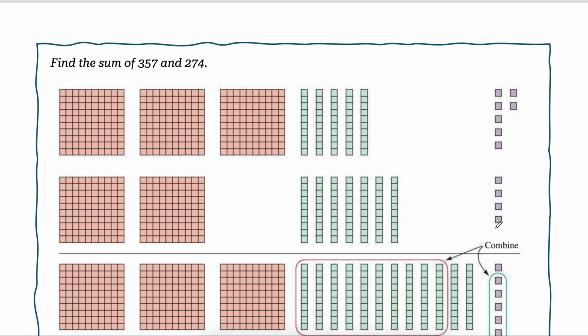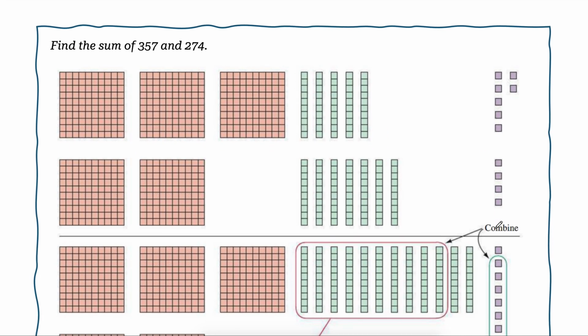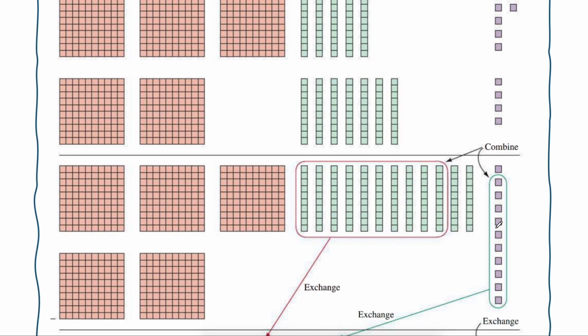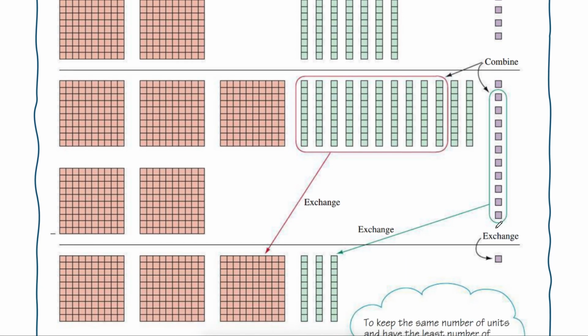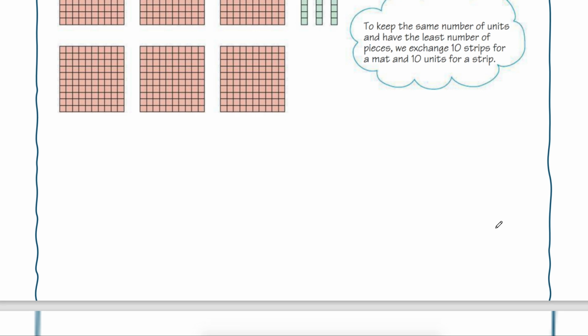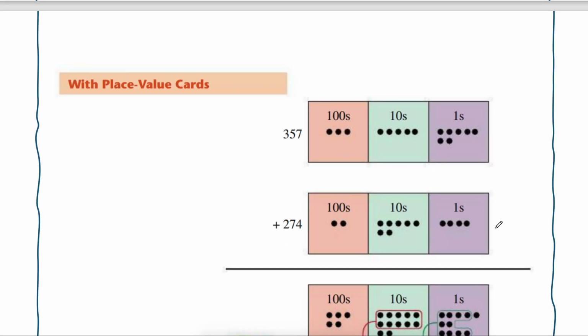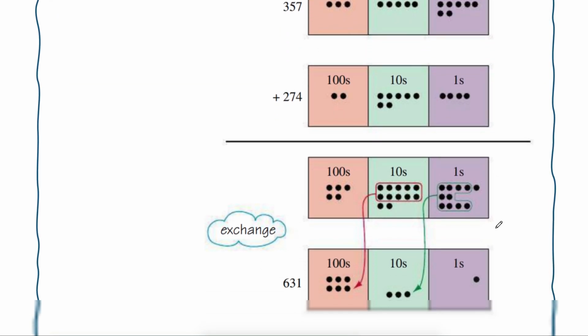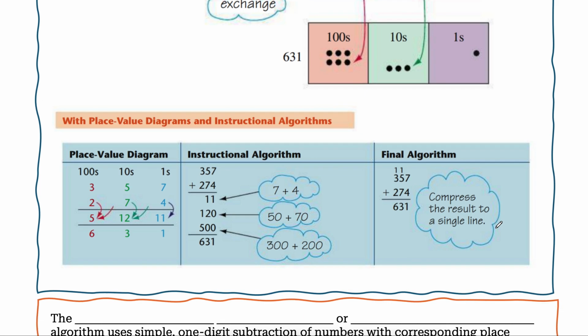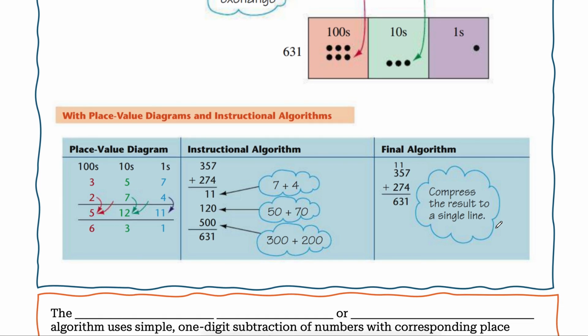I have another example that's going to work through 357 plus 274. So this one has some regrouping and exchanging happening. So you can look through that example. I've got it with the manipulatives, place value cards, and then our final algorithm. So again, you can look through that at your leisure.